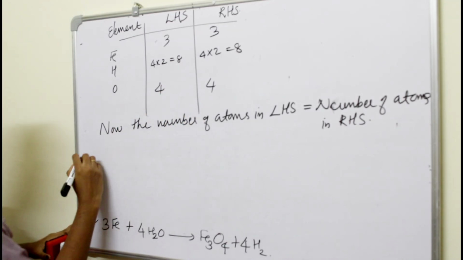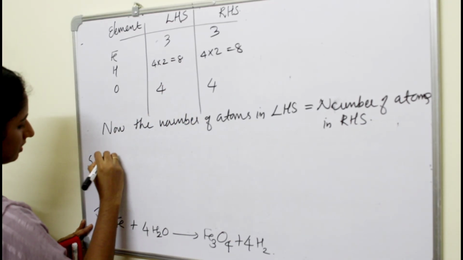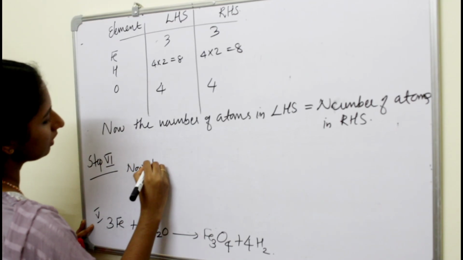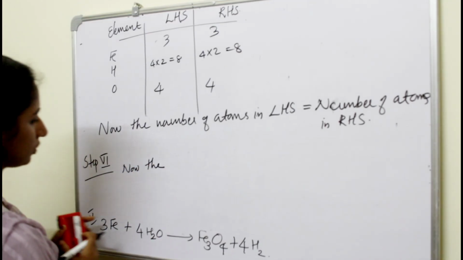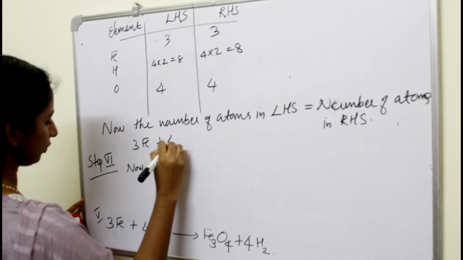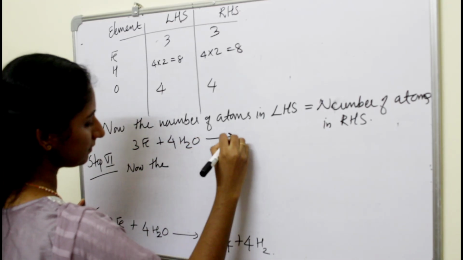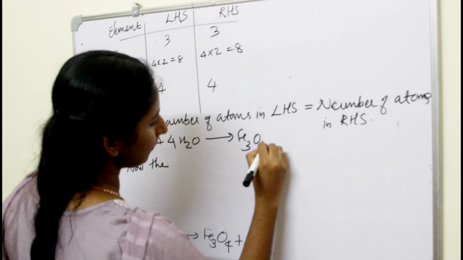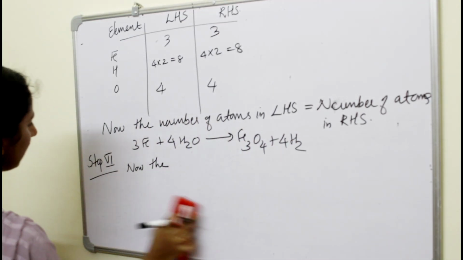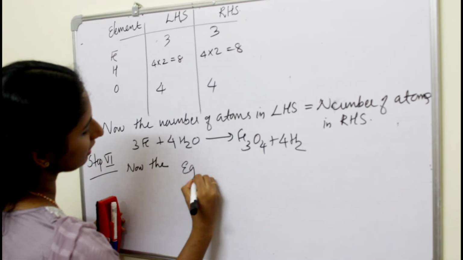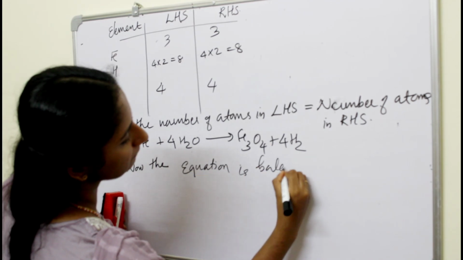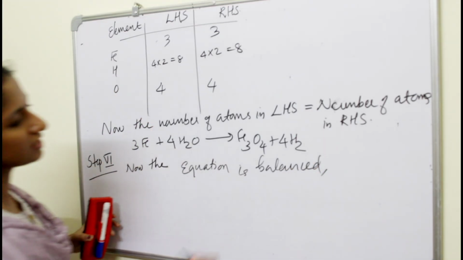Okay, so we can say that step 6, now the equation is, so we can again write this equation, 3Fe plus 4H2O gives Fe3O4 plus 4H2. Okay, so now the equation is balanced.